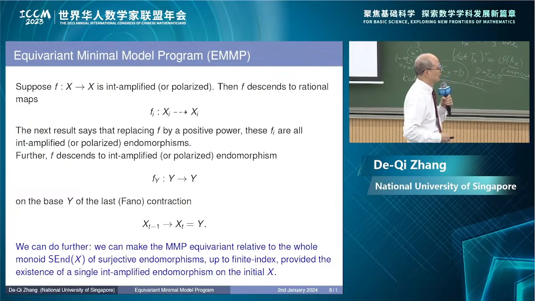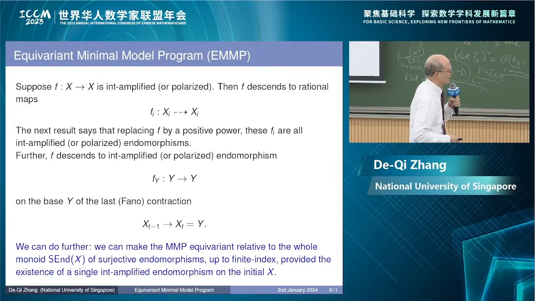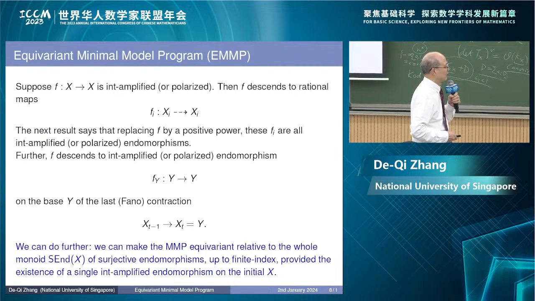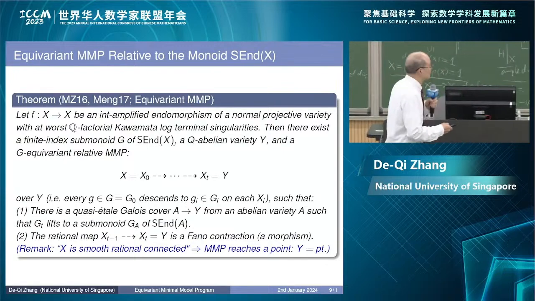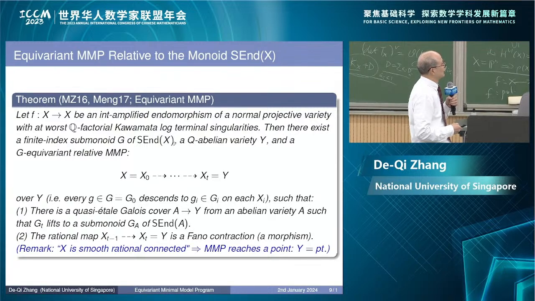But you cannot do the whole thing. Actually, you have to take a finite index sub-semigroup. So the whole semigroup may not be descending, but you can take a finite index sub-monoid, and then you can descend. Precisely, you have the next theorem. So this is the result. It's saying that you start with the endomorphism, assume it's int-amplified.